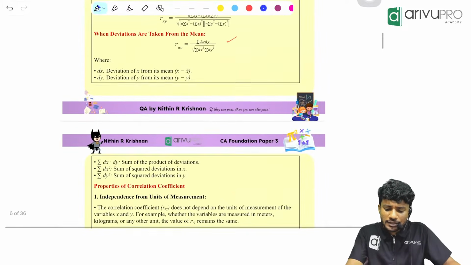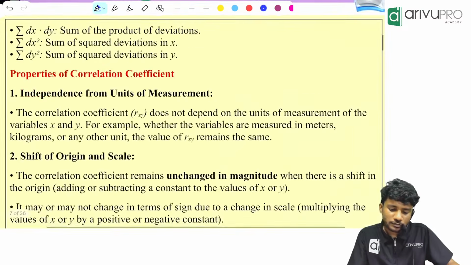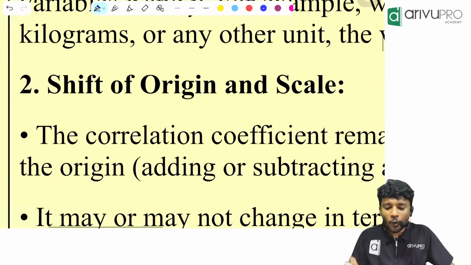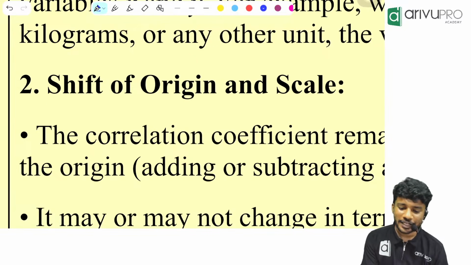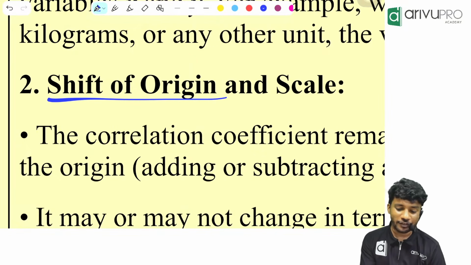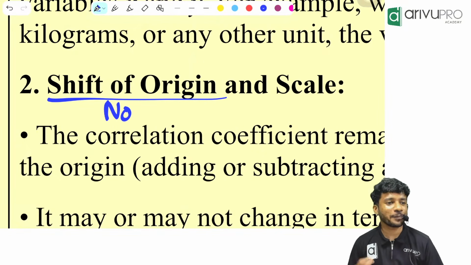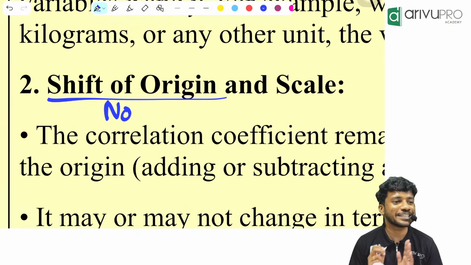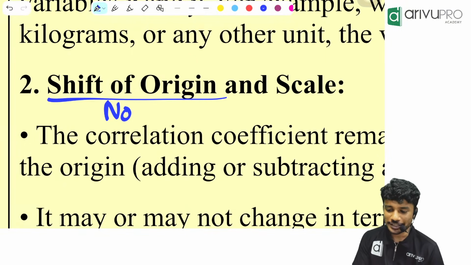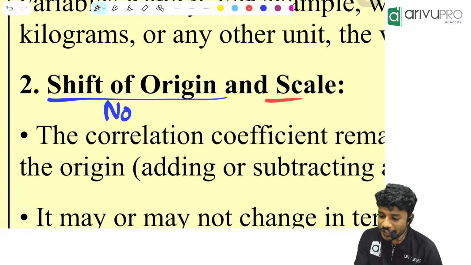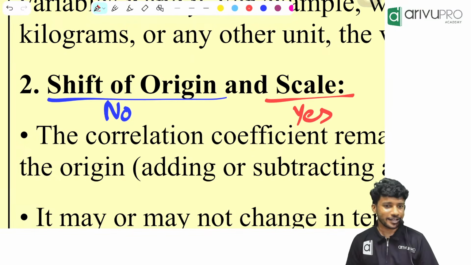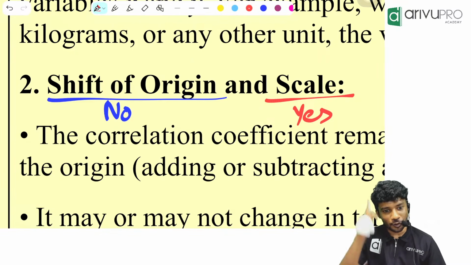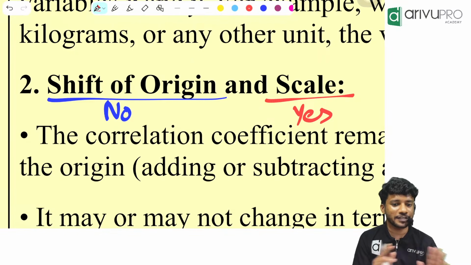Now I want to ask everyone a question. Is our correlation coefficient affected by origin? Never. You know that, I already spoiled it to you. So everyone knows that it is not affected by origin. Now, is it affected by scale? Yes. It is affected by scale. That also I spoiled it to you long back, in the second day of class.